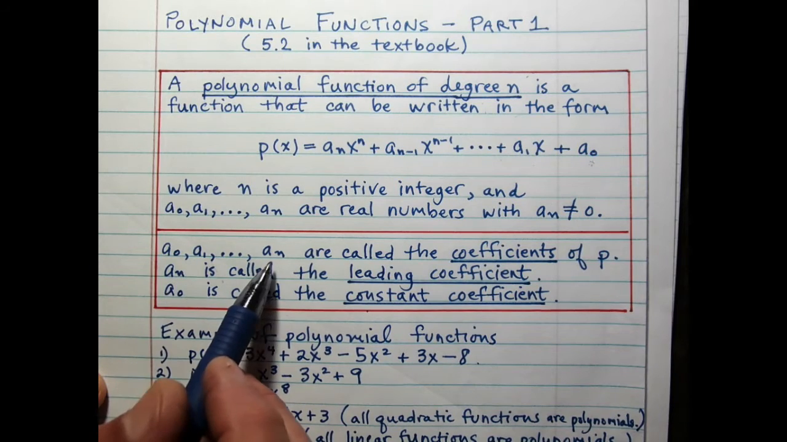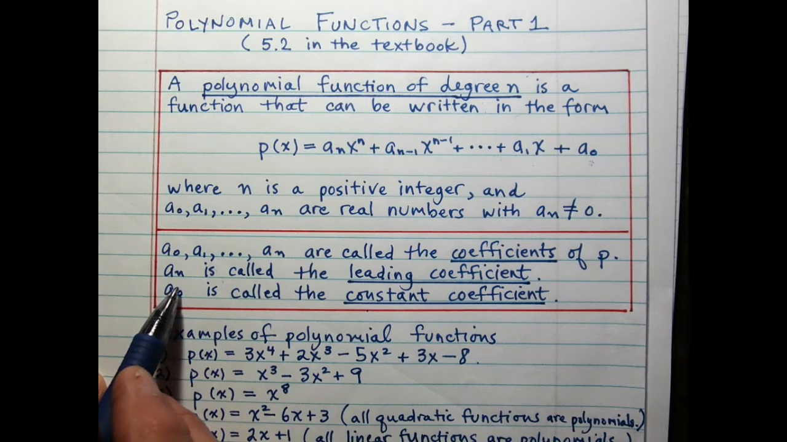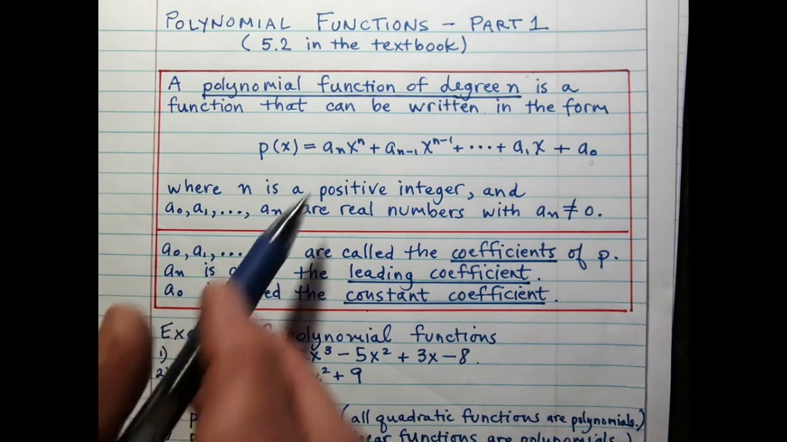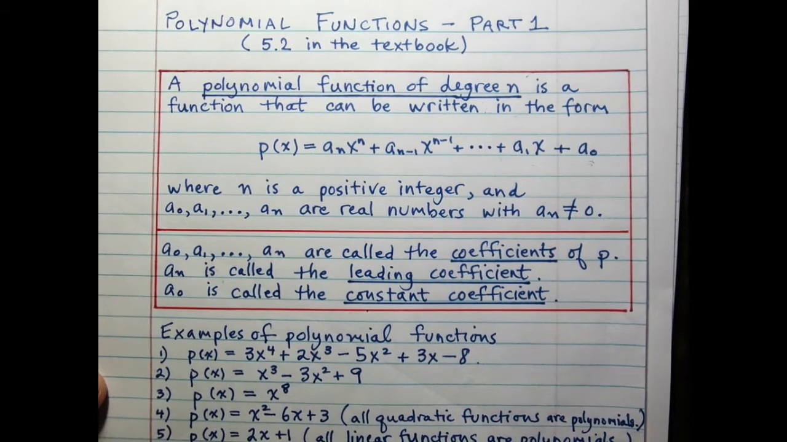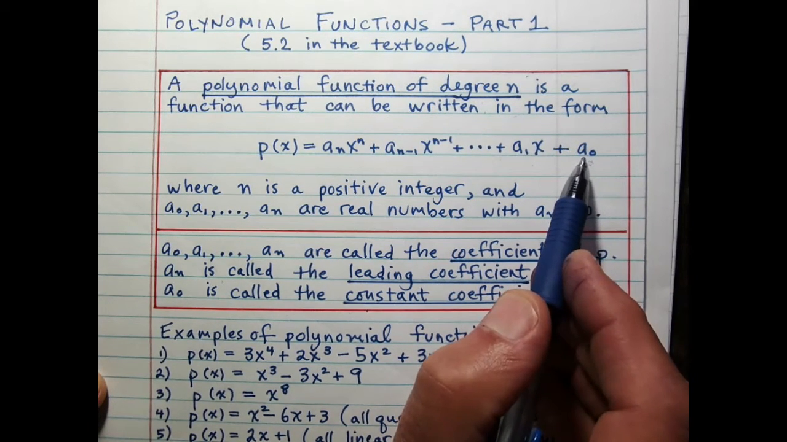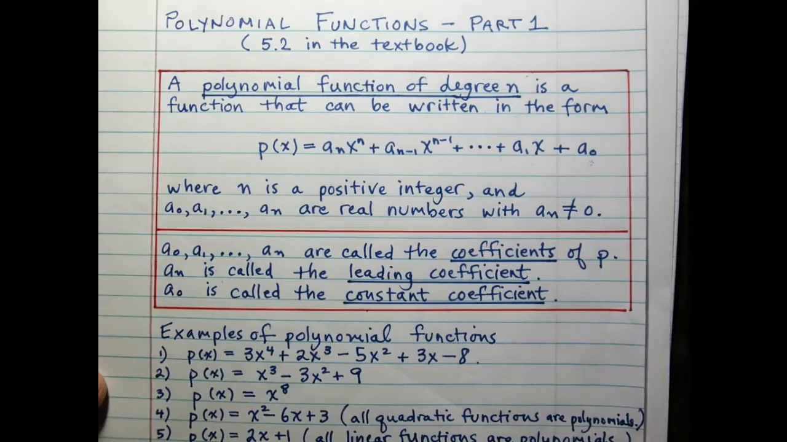a_0, a_1 to a_n are called the coefficients of p. a_n is called the leading coefficient. a_n is the coefficient of the highest power of x appearing. a_0 is called the constant coefficient. a_0 is the only term that has no variable factor, right? It's just a number added on by itself.